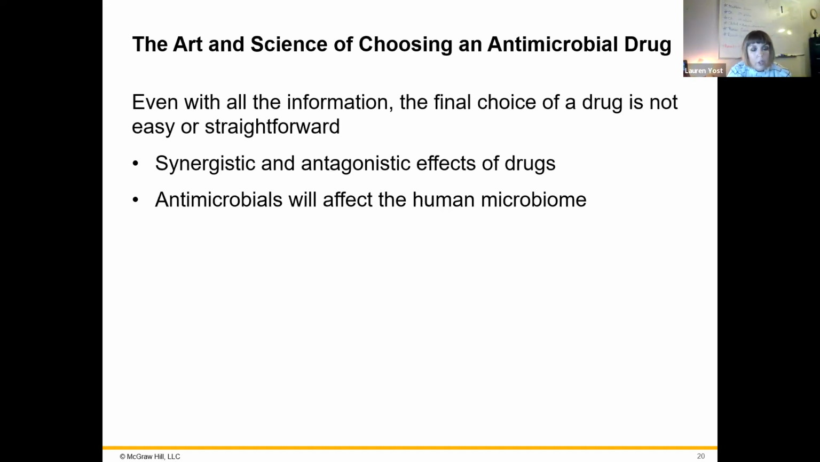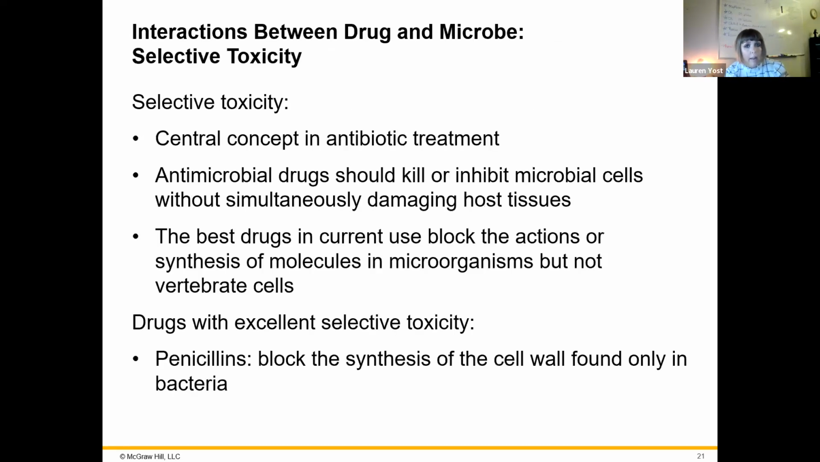So it's not super straightforward even after that. There are synergistic and antagonistic effects of drugs, basically talking about effects of drugs on one another, depending on what other drugs you could be on, as well as antimicrobials affecting your actual human biome, which is unavoidable, unfortunately, but that will happen. Not a maybe, it will happen, but to what degree is what we want to know.